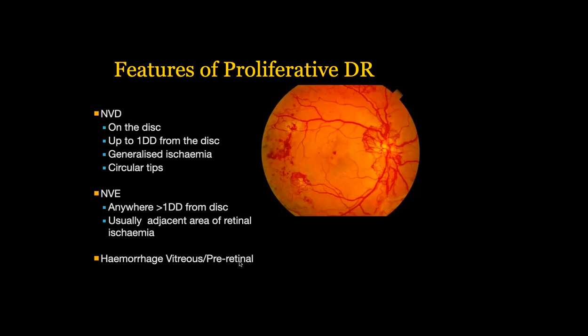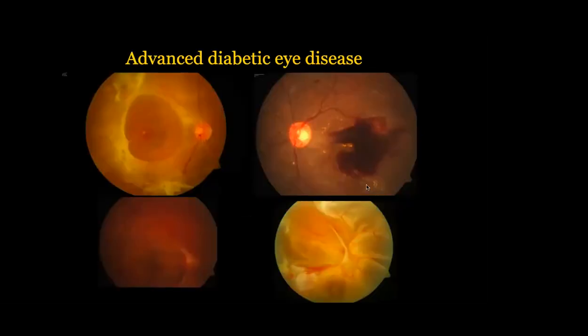Vitreous hemorrhage means when these new vessels bleed into the vitreous. Pre-retinal is between the retina and the vitreous. So this is a pre-retinal hemorrhage. This is a vitreous hemorrhage where you cannot clearly see the details of the retina. Here it is a bit more red, but it's between the vitreous and the retina. And here it's an advanced stage of diabetic retinopathy where there is a lot of fibrovascular proliferation on the surface of the disc.